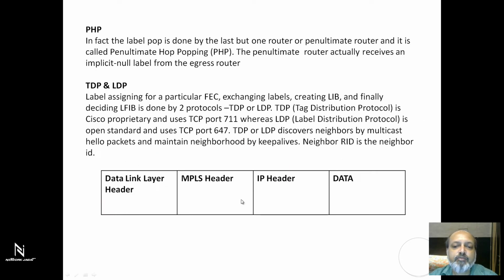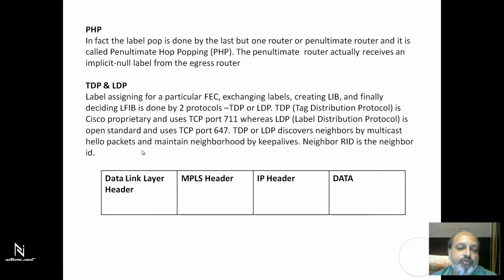So this is actually the position of the label, or the position of the MPLS header. You see the MPLS label is actually inserted between the data link layer and the IP header. That means the 32-bit information that I have discussed right now is inserted in between the data link layer and the IP header, right?